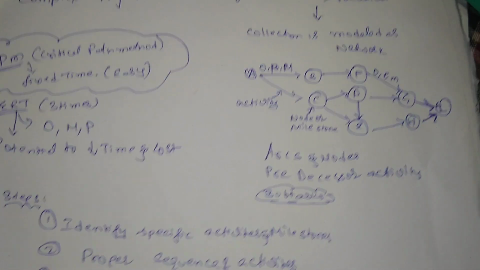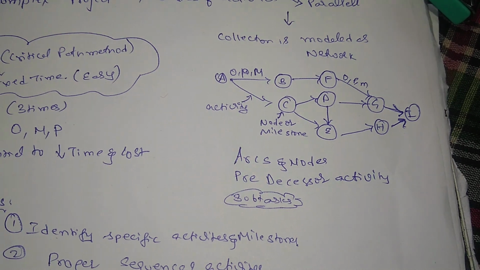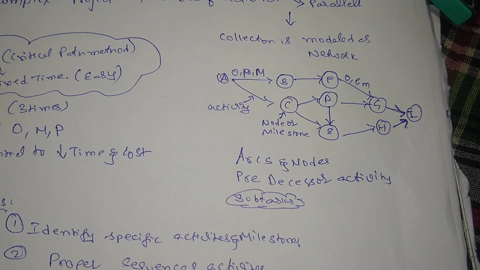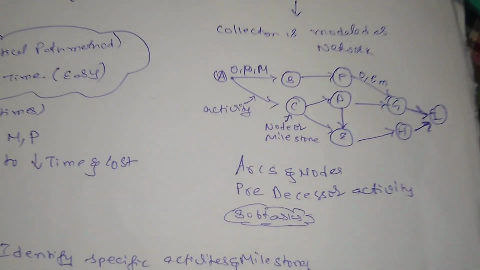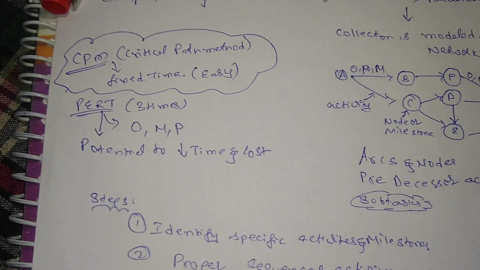But before reaching the final project, we need to complete all the predecessor events, and only then will we reach the final project completion. If there is any delay in between in this network diagram, there is a delay to reach the final project.